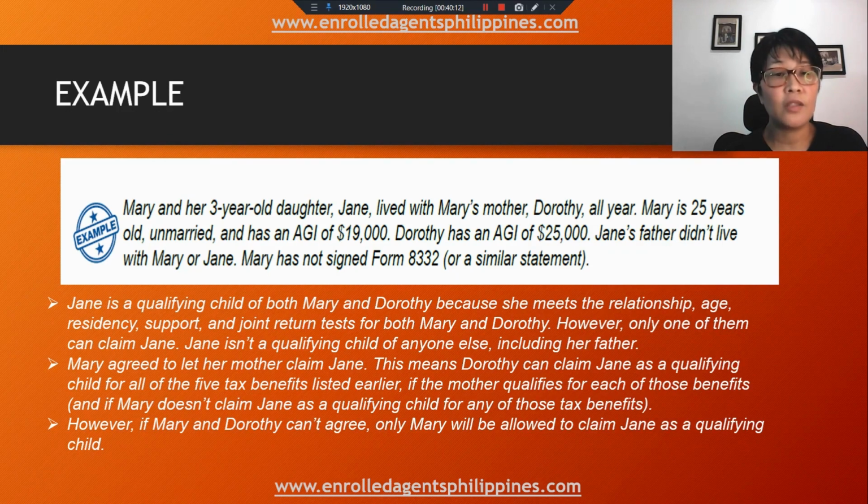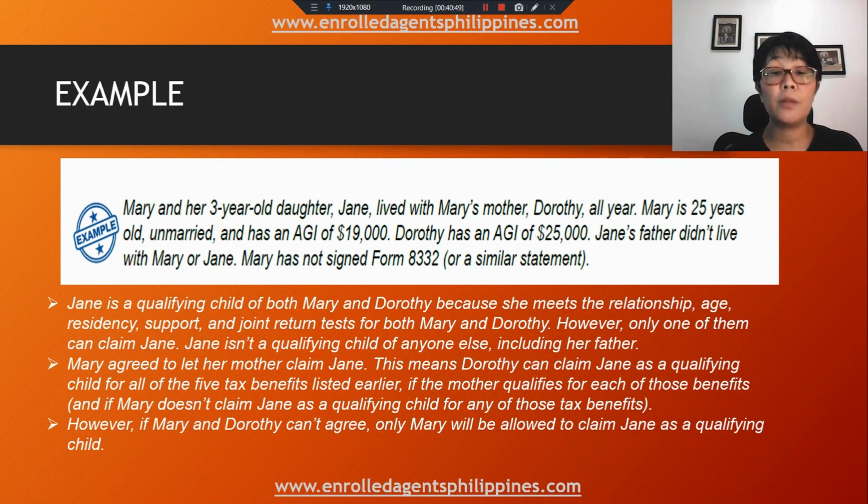Okay? So ano to? This example na to, Jane is a qualifying child of both Mary and Dorothy because she meets the relationship, age, residency, support, and joint return test for both Mary and Dorothy. No? So parehas pwede, no? Si Dorothy tsaka si Mary pwedeng i-claim nila si Jane. However, only one of them can claim. Hindi po pwedeng parehas nilang i-claim. Double dip yun. Jane isn't a qualifying child for anyone else, including her father. So, kumbaga, yun na, parehas silang pwedeng mag-claim.